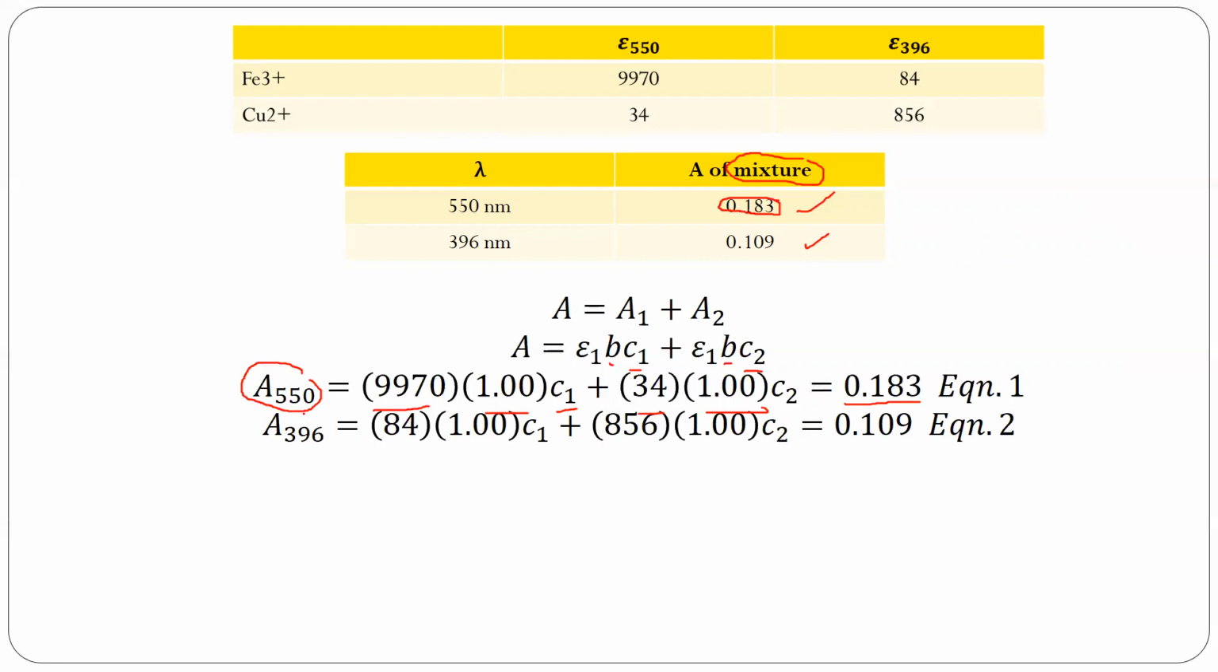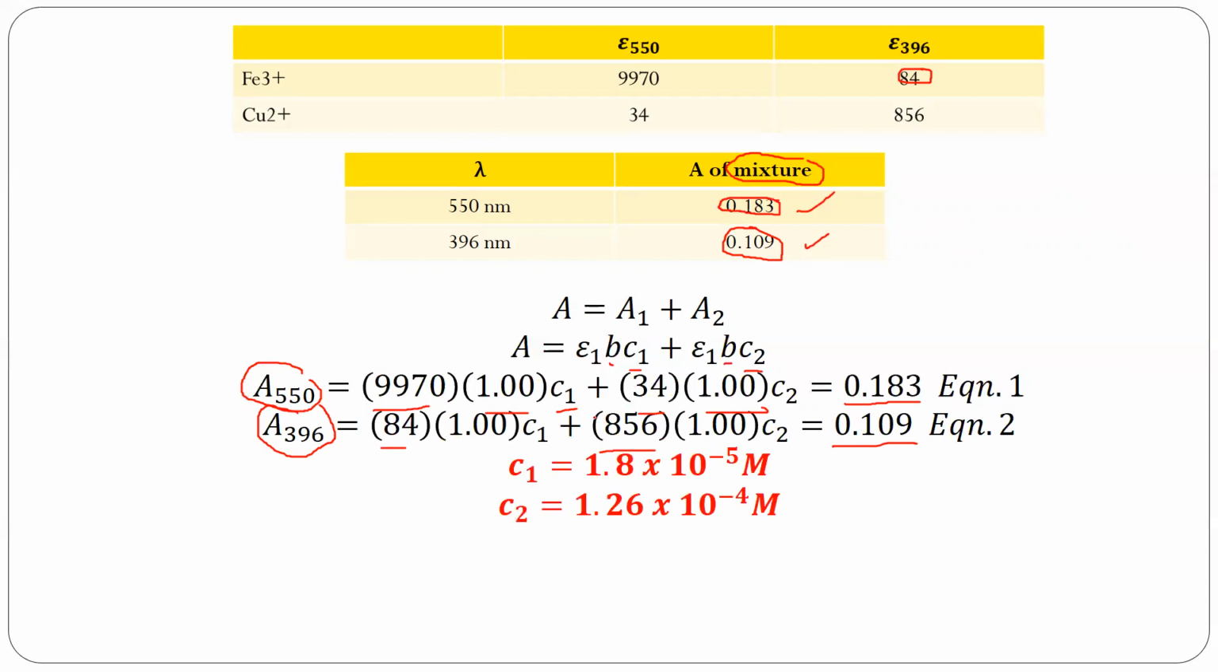Now, for absorbance at 396 naman, okay, ano ang absorbance? 0.109. So how do you substitute here? So use number 1, yung 84 na absorptivity at 396. Ito kasi siya, 396 for iron. And for copper, it's 856. Okay, so you have two equations, you have two unknowns. And solve these equations simultaneously. You can use your Excel or you can use your calculators. The answers are the following. So the concentration of iron is this, and copper will be this.